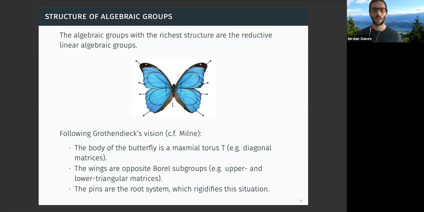There's a bit more, it's called the root datum. There's a bit more than just the root system. But that's the idea. Thinking about root systems gives us a classification result for reductive groups. So that's just one class of algebraic groups that have rich structure.